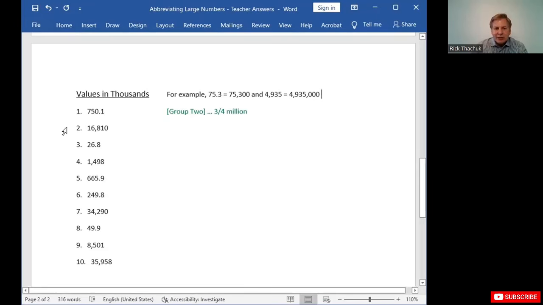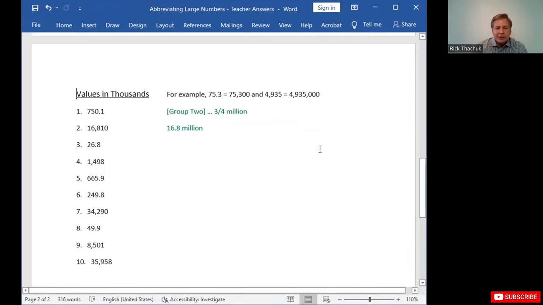Let's look at the next one, 16,810,000. Once I expand that out, that's 16,810,000. How can I abbreviate that? Well, it's not close to an even number. It's not close to a fraction of an even number. I think the best strategy here is to put that in millions and round to 1 decimal. So I will refer to this as 16.8 million.